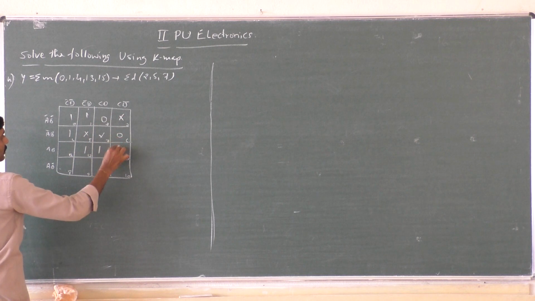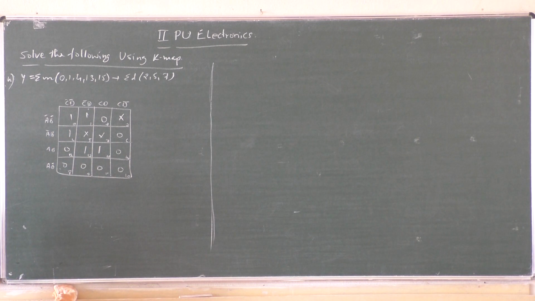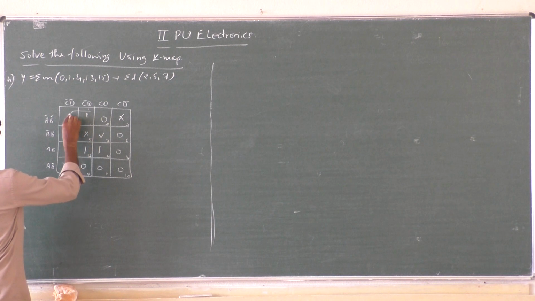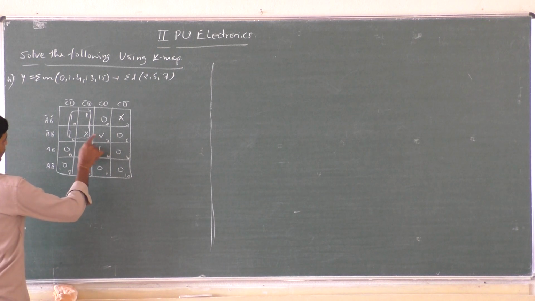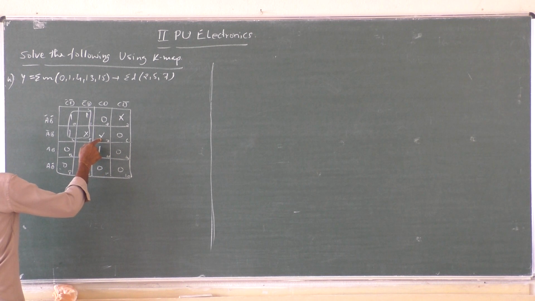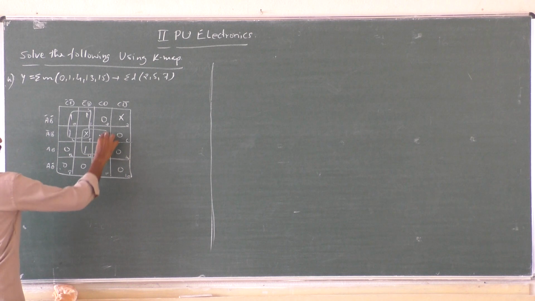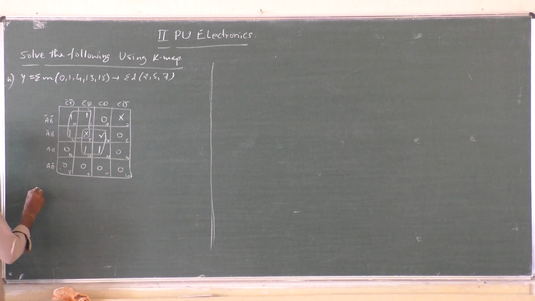0, 1, 4, 13, 15 and don't cares 2, 5, 7. Yes. Okay. By using this X, you can make a group of four cells. You get a quad here. Next, two ones are remaining here. Therefore, by using this X and overlapping this X, you can make a group of two ones and one X from a quad.